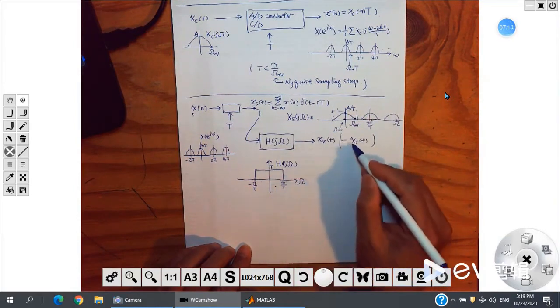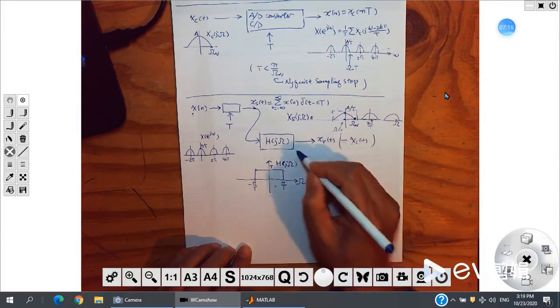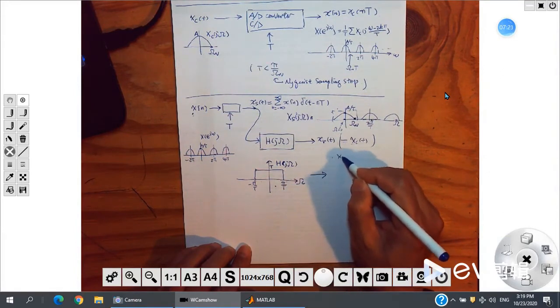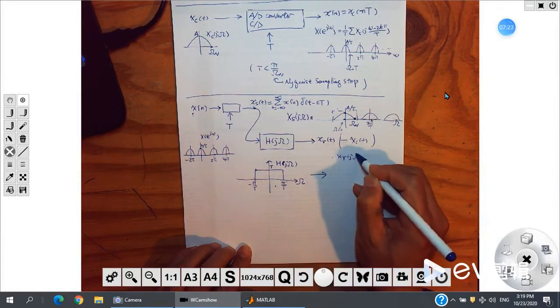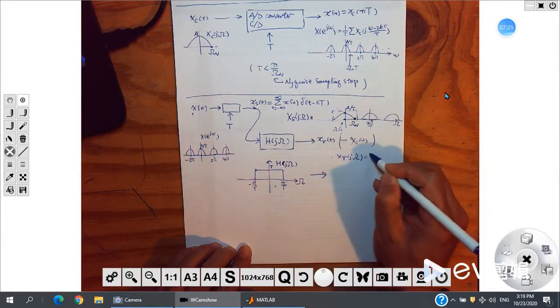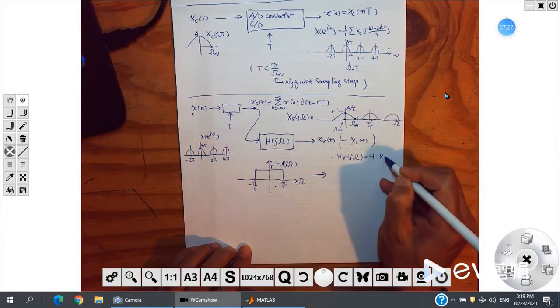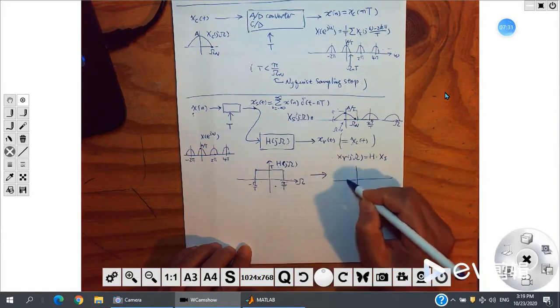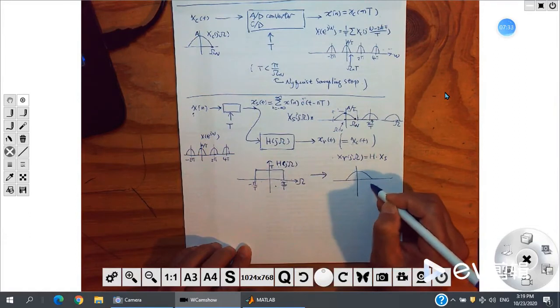So then we can have Xr(jΩ), which is H times Xs. It only contains this part. This is Ω_N.